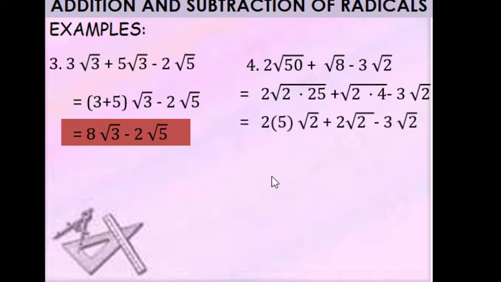Okay, so now we have 2 times 5 square root of 2 plus 2 square root of 2 minus 3 square root of 2. Again, itong 5, kaya siya nagkameron ng 5 dahil kinuha natin ang square root ng 25. Ganon din dito, kaya siya nagkameron ng 2 kasi kinuha natin ang square root of 4. Okay, so bago natin siya i-add, dahil pare-pareho na yung kanyang radicals, isimplify muna natin itong 2 times 5.